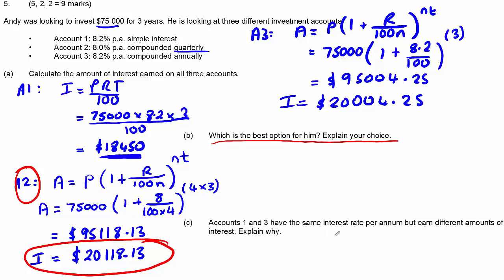Accounts 1 and 3 have the same interest rate per annum, both 8.2, but earn different amount of interest. Explain why. And we know here that compound interest earns interest on the total balance in the account, whereas simple interest only earns interest on what you actually invested in the first place, the principal. So compound interest is always going to give you a higher amount if the interest rates are the same.